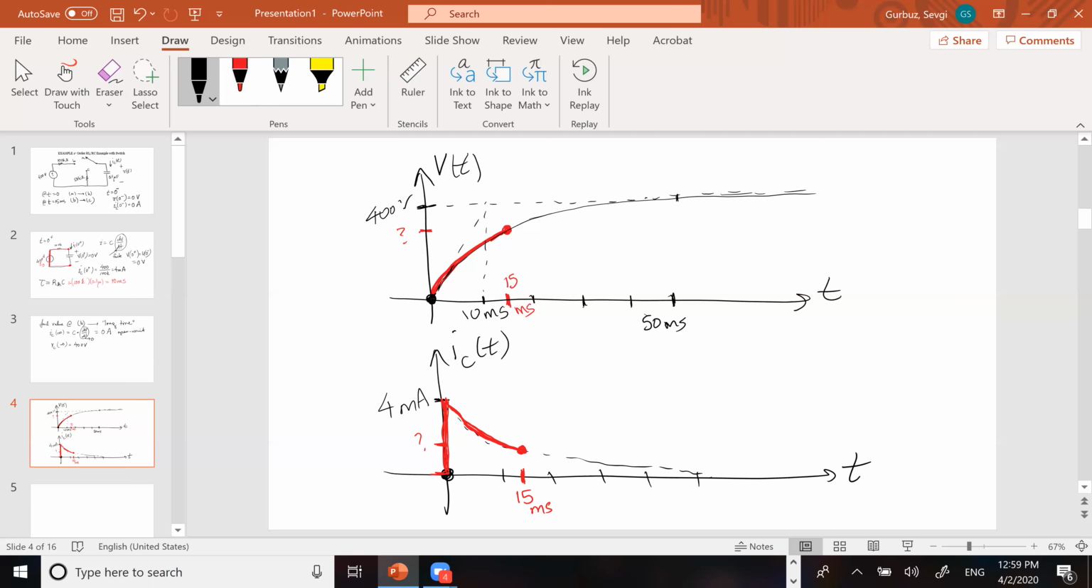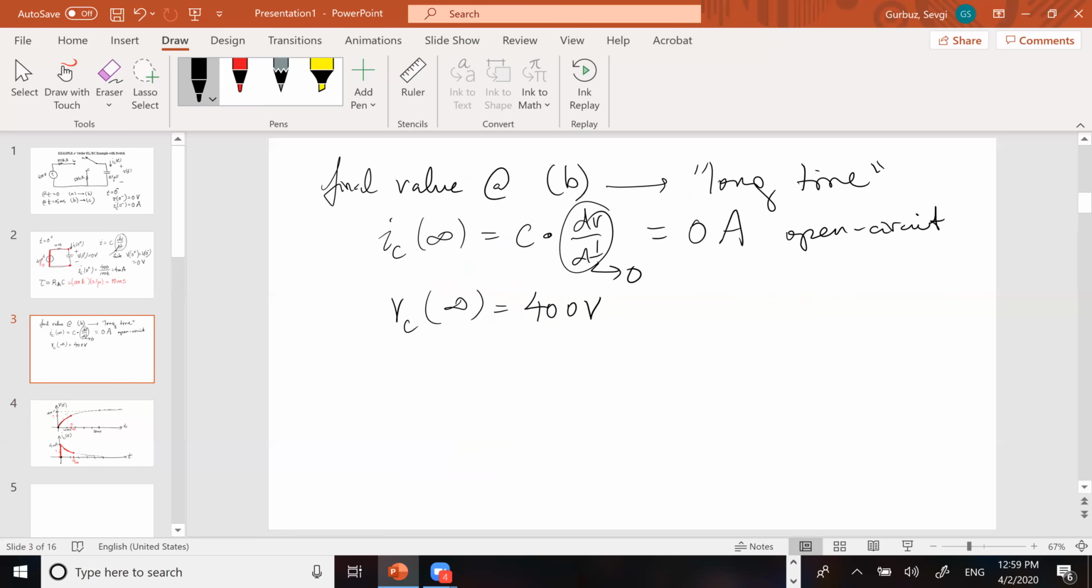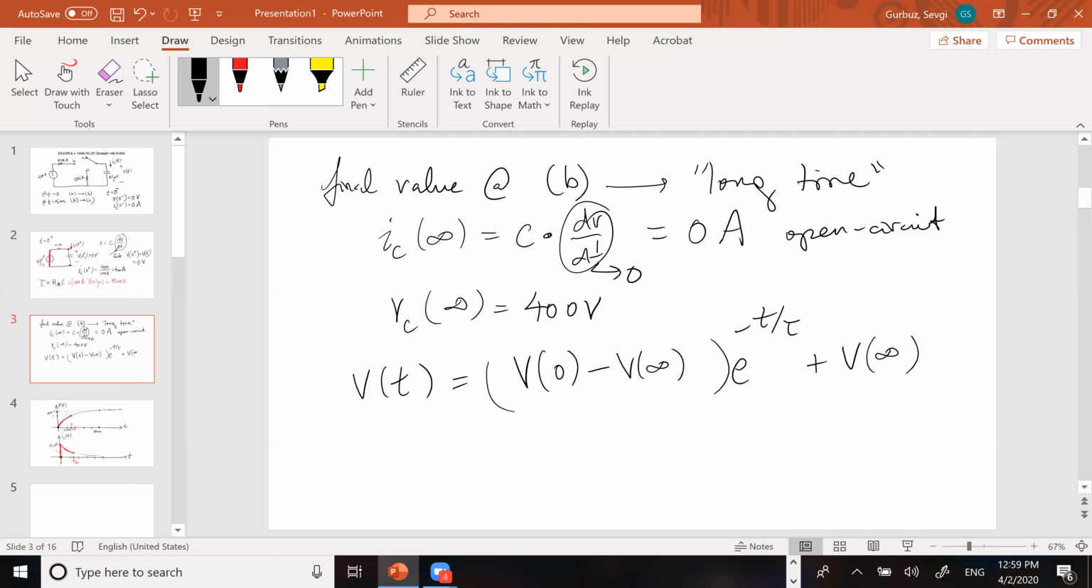To do that, we need to actually write what the equations of the capacitor current and voltage are when the switch is connected to position B. So let's go ahead and do that. Given our previous derivations, the general format for any kind of current or voltage variable is that you have the initial value, so let's write V of 0, minus the final value, which is the V infinity we calculated, times e to the minus t divided by tau, plus whatever the final value is. And the same format holds true for the current as well.